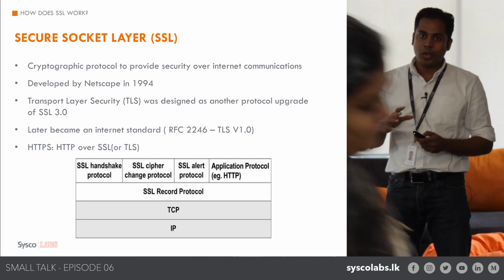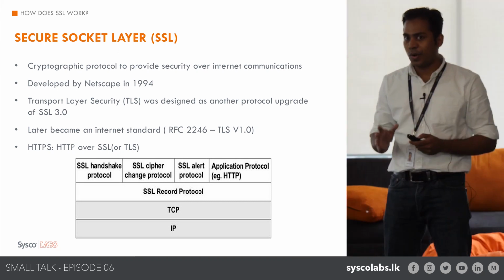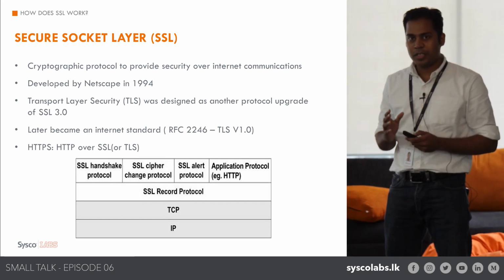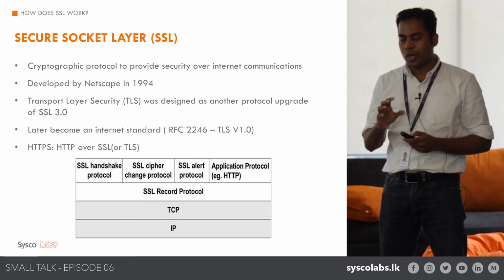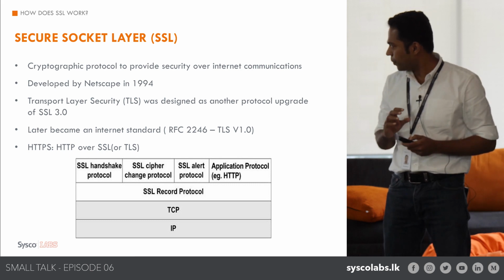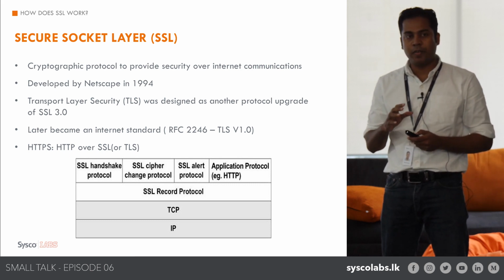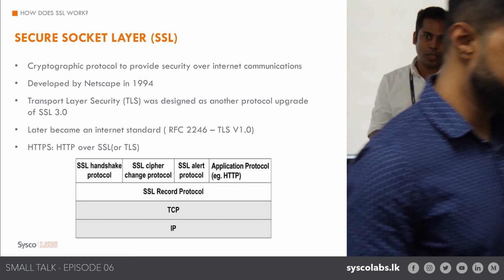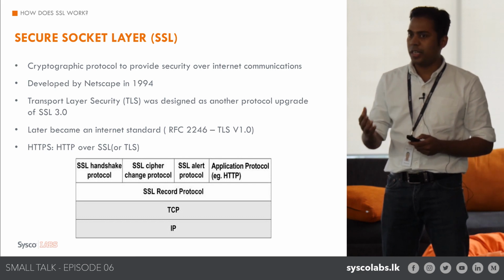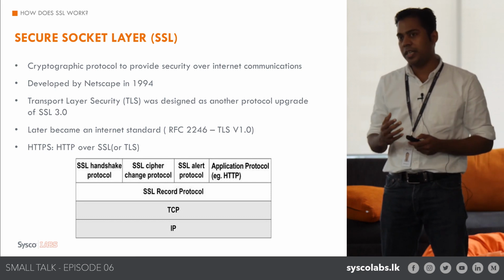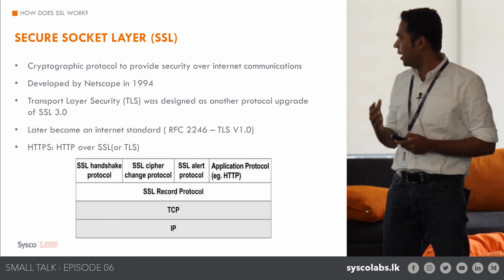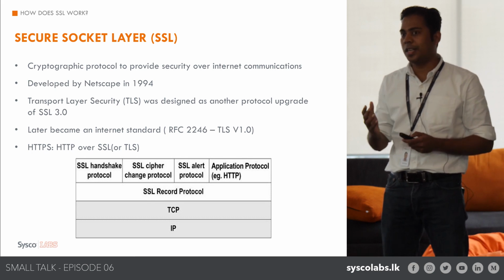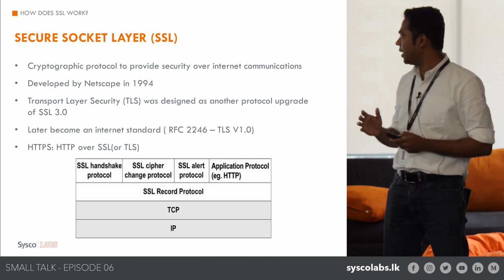So in order to cater to those requirements, in 1994 the Netscape team developed the Secure Socket Layer, which is a cryptographic protocol that provides a secure connection between computer networks. The original version, version 1.0, was not released to the public because it had a lot of security flaws, and they released version 2.0 in 1995. That also had a lot of security flaws, so they immediately released version 3.0 in 1996.